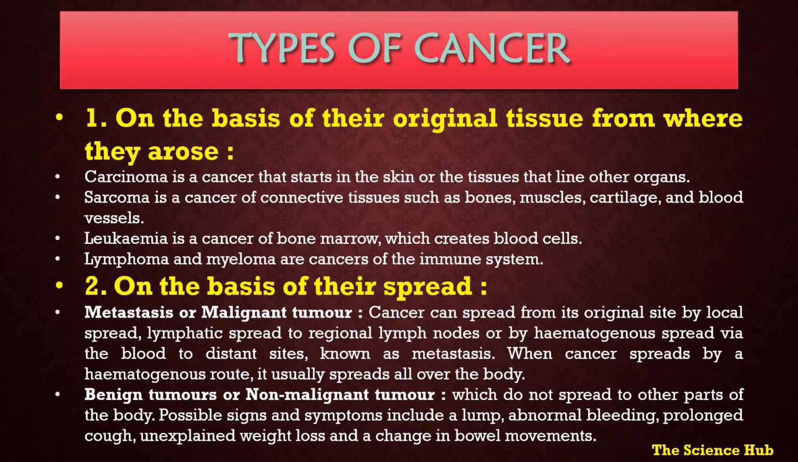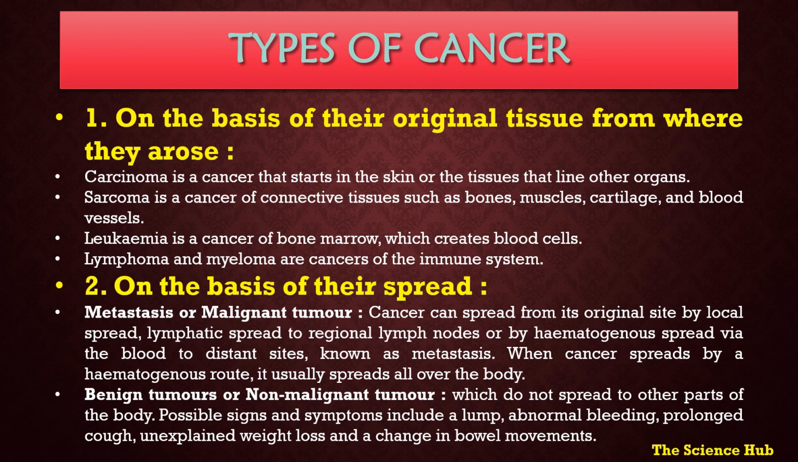Then comes the types of cancer. Here, first of all, it is on the basis of the original tissue from where they arose. So let's begin. Carcinoma is a cancer that starts in the skin or tissues that line other organs. Then sarcoma is a cancer of connective tissues such as bones, muscles, cartilage, and blood vessels.